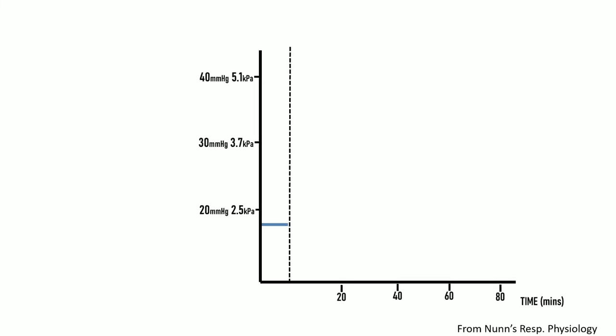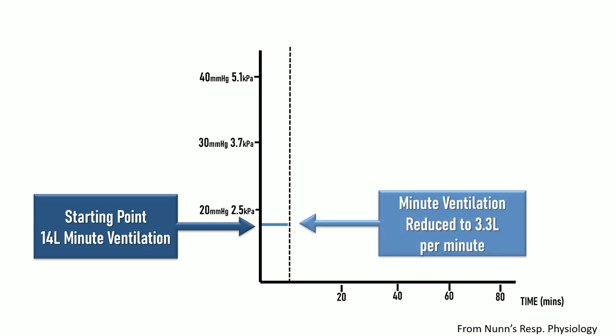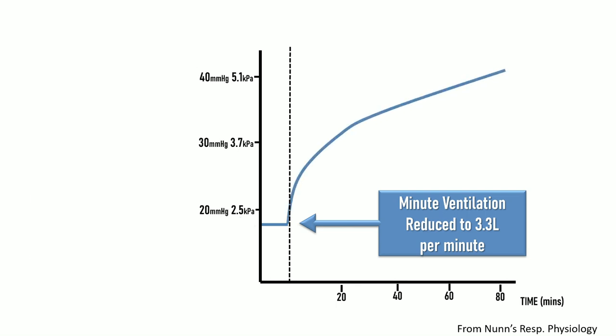In Nunn's model, we revert from the high minute ventilation of 14 liters per minute to the lower starting one of 3.3 liters per minute. Now let us look at what happens following the reduction in the minute ventilation. You will note that the buildup of CO2 is much slower, but look at how long it takes for the CO2 to go back to where we started at 5.3 kilopascals or 40 millimeters of mercury.